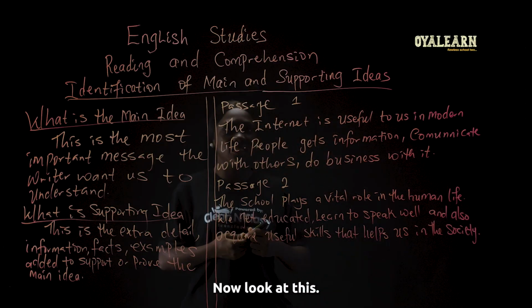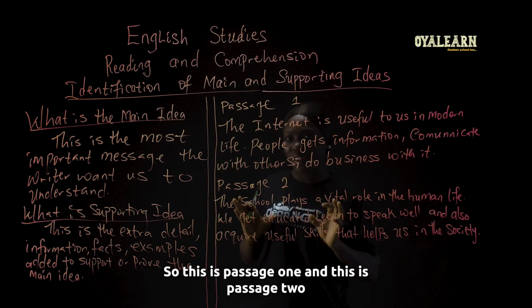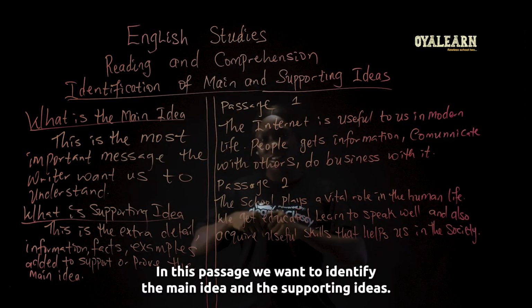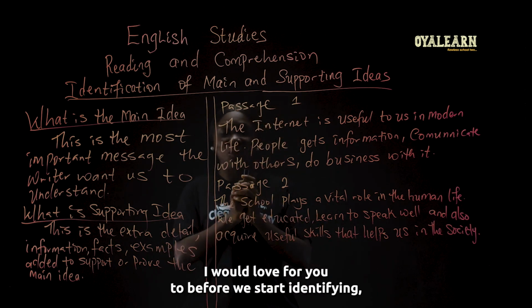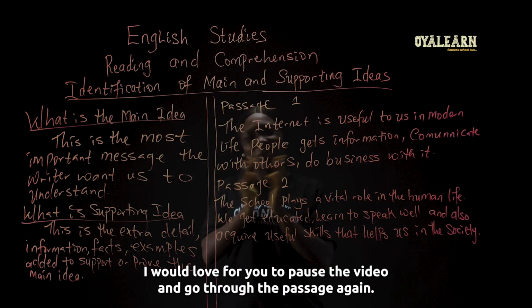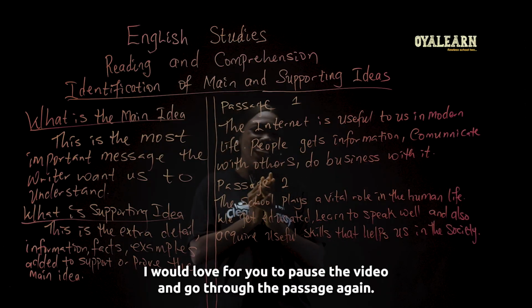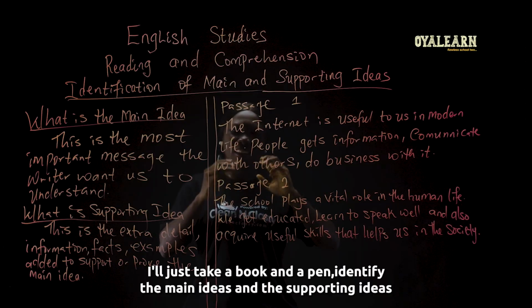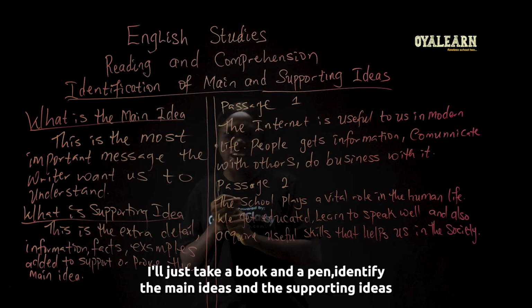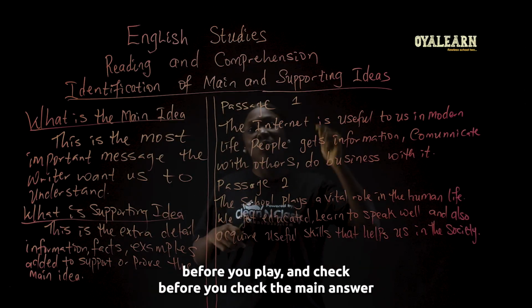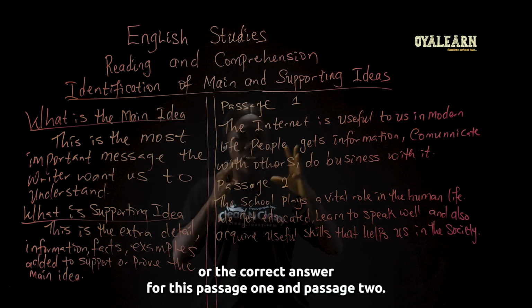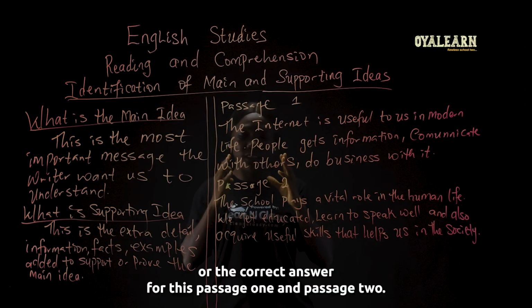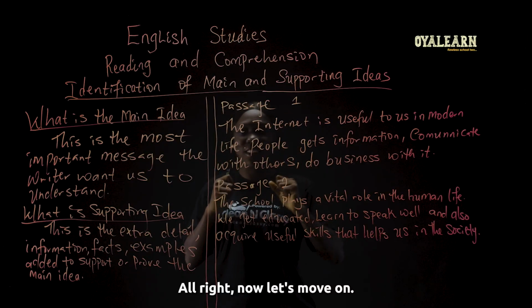All right, now look at this. So this is passage one and this is passage two. In this passage, we want to identify the main idea and the supporting ideas. Before we start identifying, I would love for you to pause the video and go through the passage again and just take a book and a pen, identify the main ideas and the supporting ideas before you check the correct answer for passage one and passage two. All right, now let's move on.